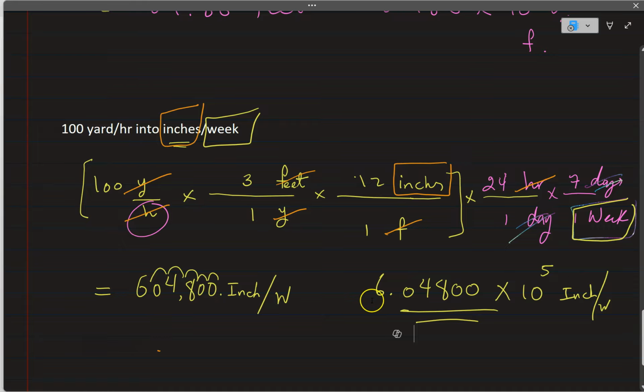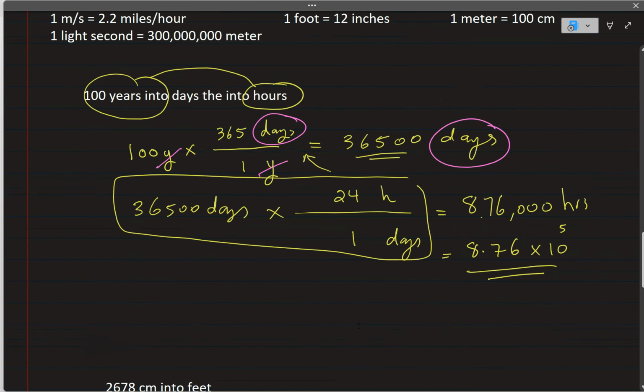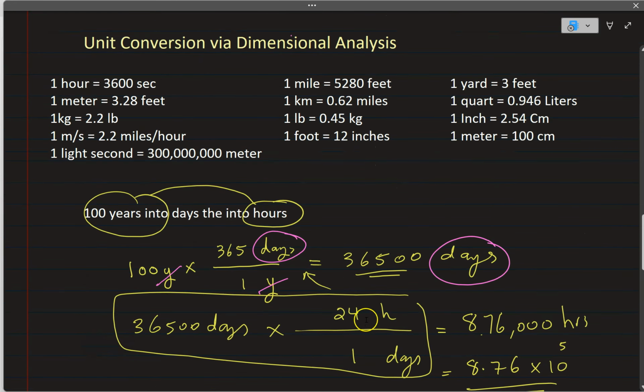Okay, so here are the three questions that we used. Some of them are involved, but perfect practice for unit conversion through dimensional analysis.